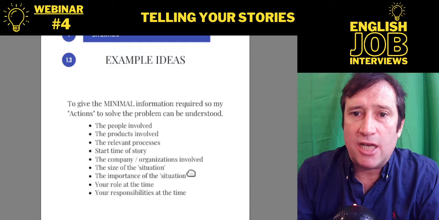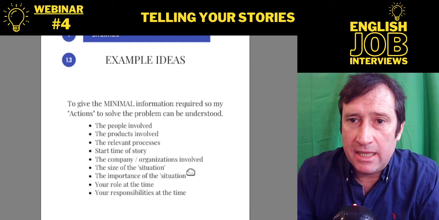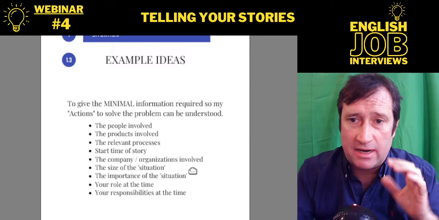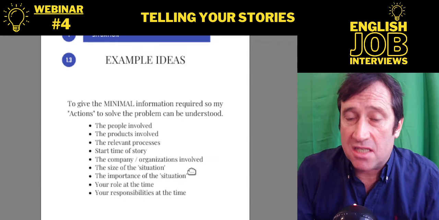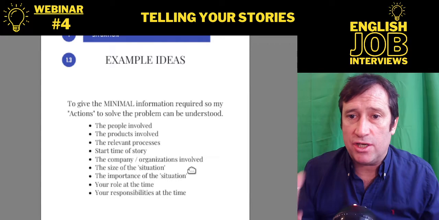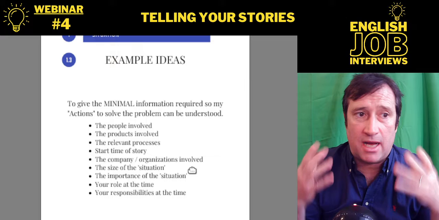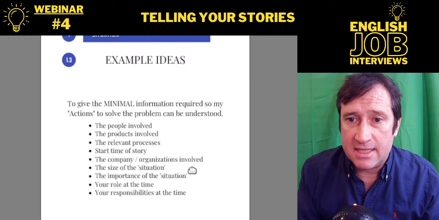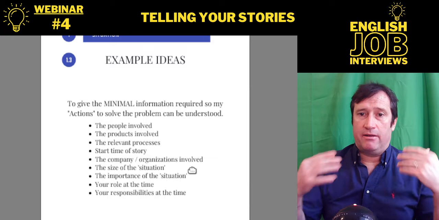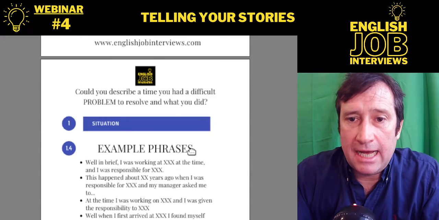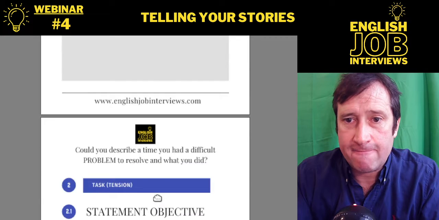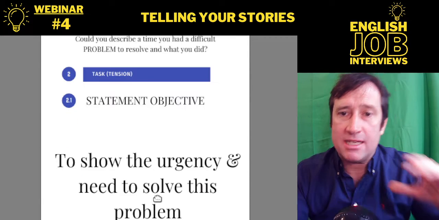Okay. So example ideas in this section. It will be things like the people involved, the products involved, the relevant processes, start time of the story, maybe the company, the organizations involved, the size of the situation, in whatever grant money, whatever thing, the importance of the situation, your role at the time, your responsibilities at the time. But even then, only mention what's relevant. And here we got some example phrases about how to structure that. In the story. Then we go into the task element.